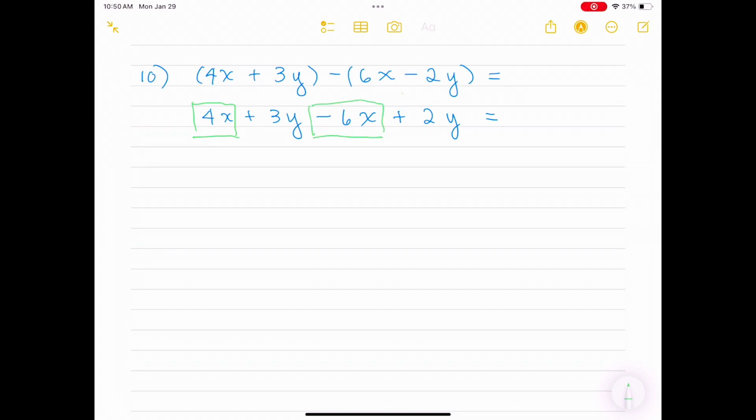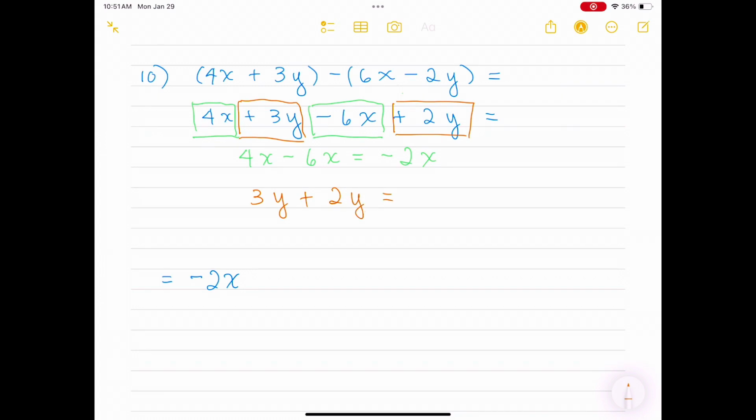4x minus 6x simplifies to negative 2x, and we write down minus 2x on the next line to continue the problem. Next, we simplify 3y plus 2y, which equals 5y, and we write down 5y next to minus 2x to continue the problem.